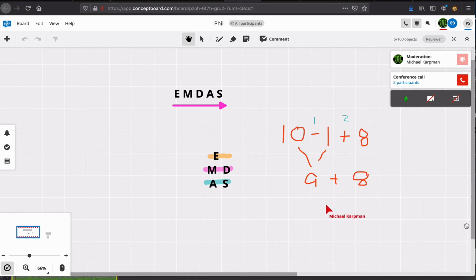You add the 8, we get 17. If we did what you originally suggested, do the addition first, which is the way people teach it by saying go from left to right, then they would do the 1 plus 8 first and get 9. And then you'd have to do the 10 minus 9 and you'd get 1. And as I showed you, if you do this on any calculator, 10 minus 1 plus 8, type it in that exact order, you will never get 1, you will get 17.